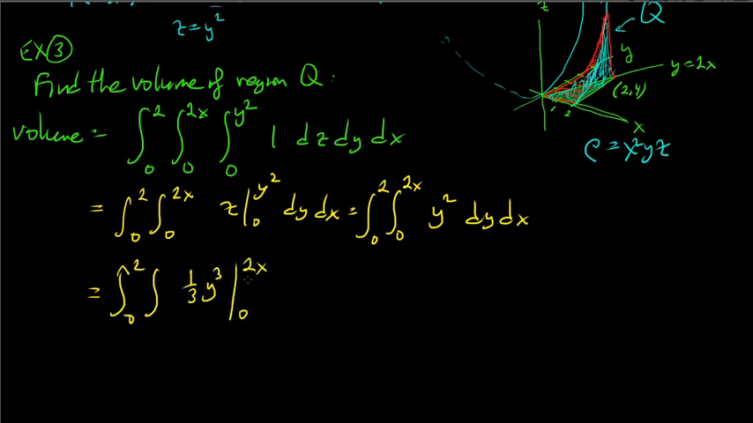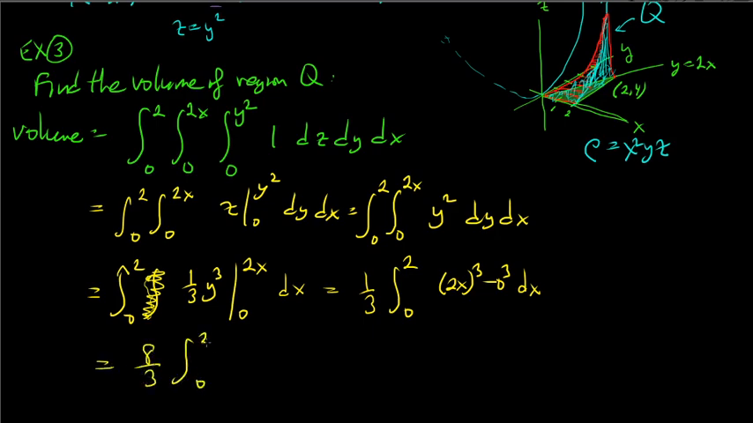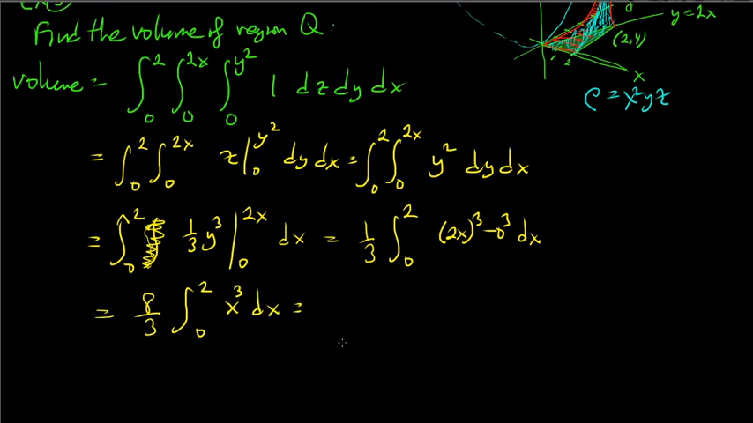And now, when you integrate y squared, you get 1/3 y cubed, and we're just plugging in 0 and 2x, right? We did the integral, right? So the 1/3 can come in front. That's a constant. And then we're just integrating 2x to the power 3 minus 0 to the power 3, which is 8x cubed. So bring the 8 outside. And when you integrate x cubed, what do you get? You get 1/4 x to the 4th evaluated between 0 and 2.